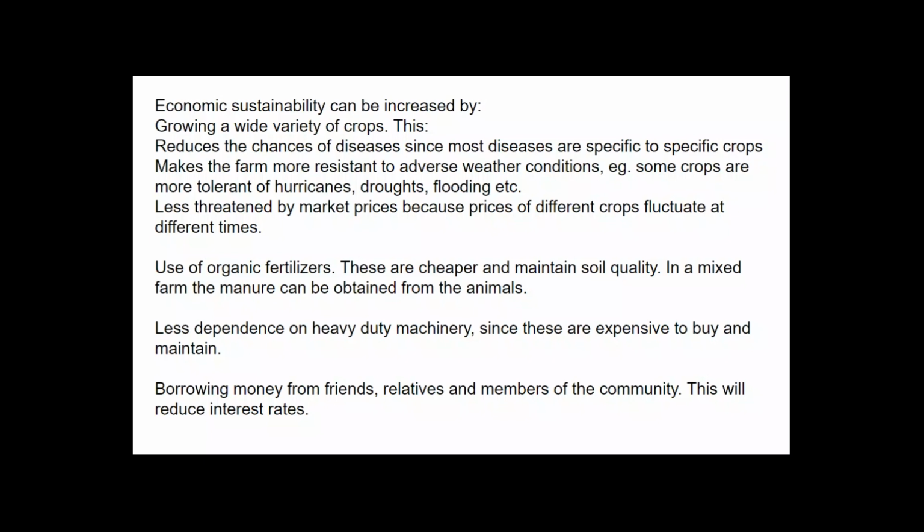The use of organic fertilizers. These are cheaper and maintain soil quality, and in a mixed farm, the manure can be obtained from animals. Less dependence on heavy-duty machinery, since these are expensive to buy and maintain, and you can borrow money from relatives and members of the community, so the interest rates are less.